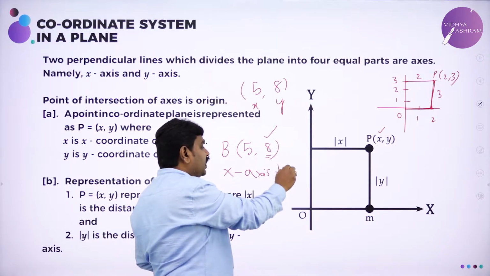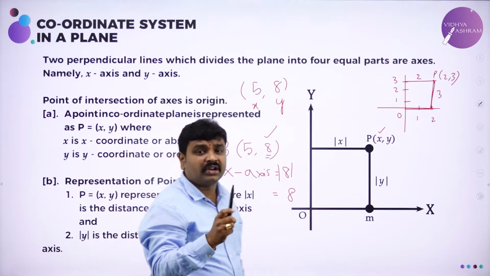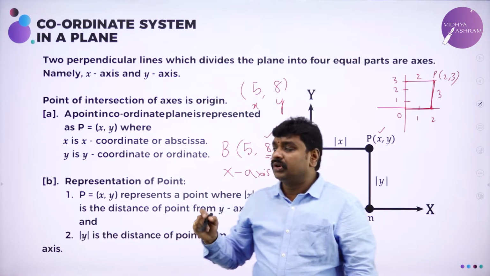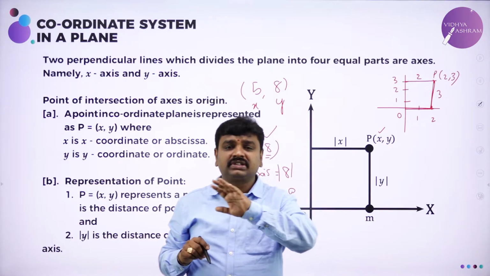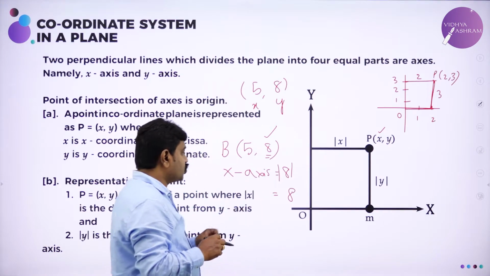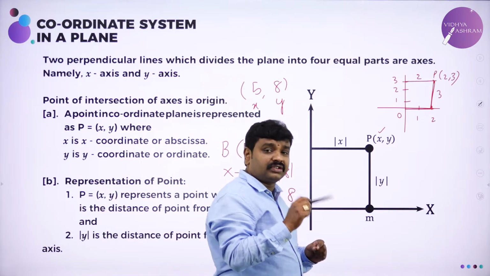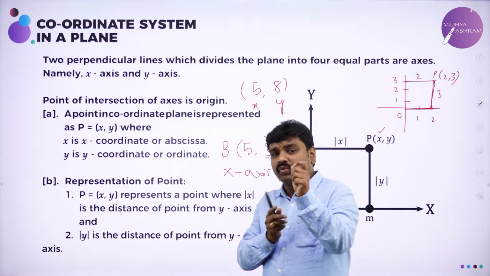But I told mod 8. Mod 8 means 8, the absolute value. So we will be studying the modulus function. Modulus means if they give a negative, make it positive. All of you know distance cannot be negative. So therefore distance should be positive. So if the point contains any negative value, we have to convert that. I will show you. For the time being, you should know how to represent a point.